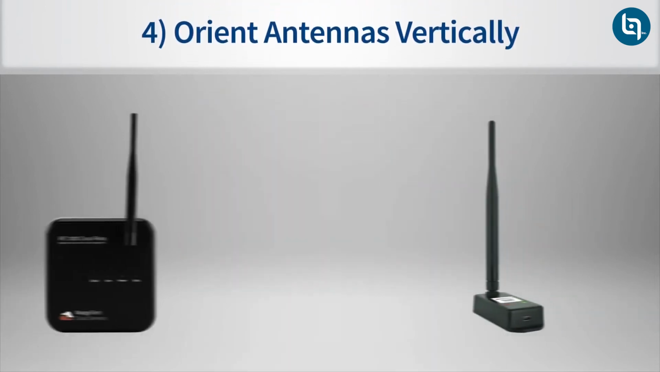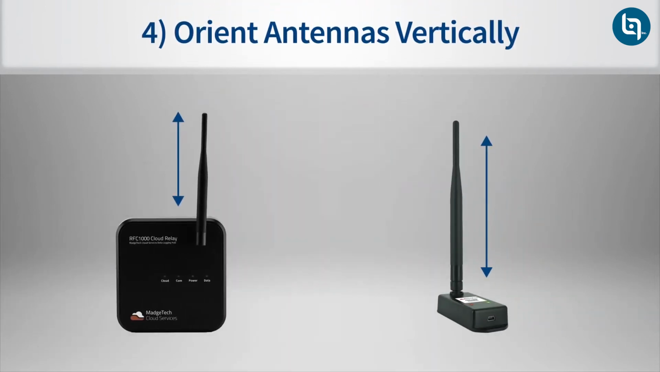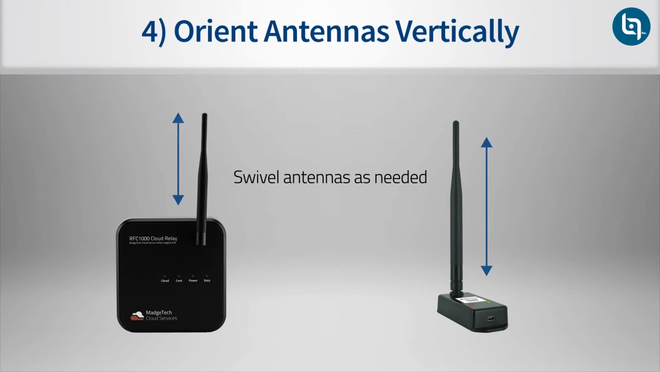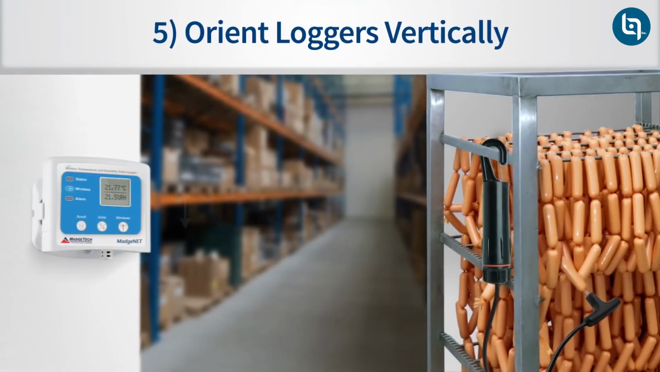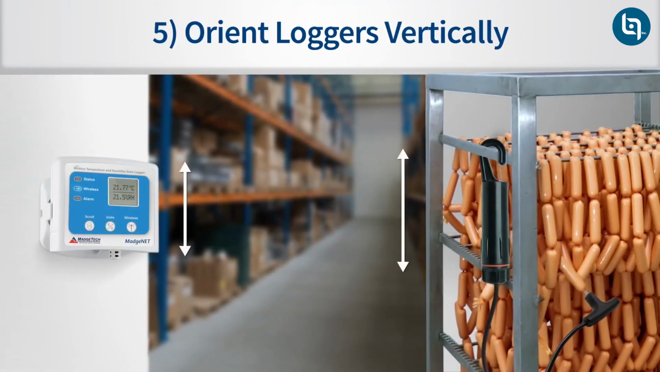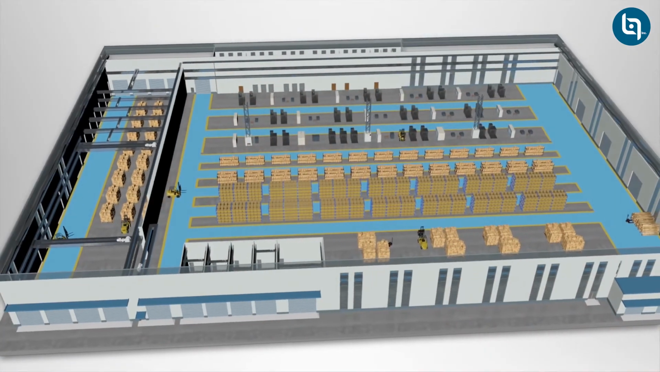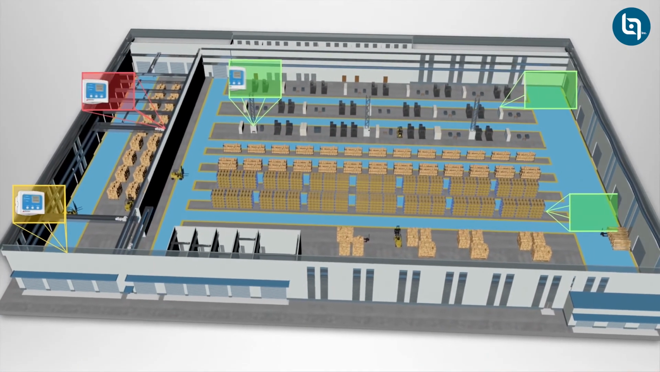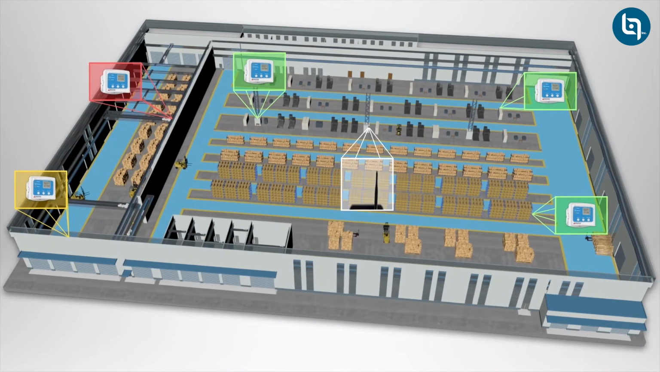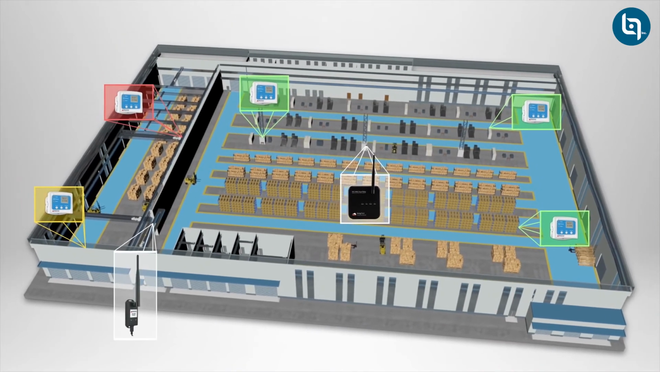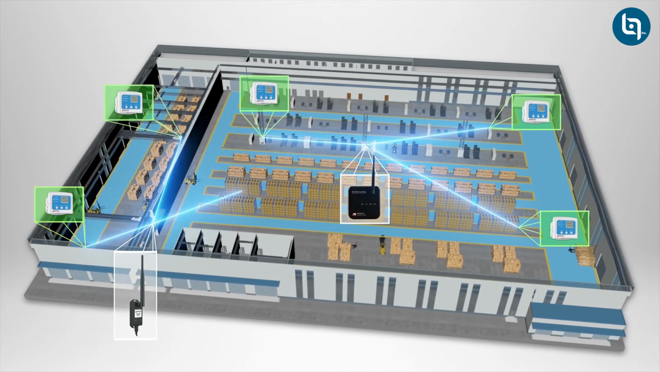Another important note is that the antennas on the RFC 1000 cloud relays and RFC 1000 repeaters should be positioned in a vertical orientation, regardless of the orientation of the body. Data loggers also communicate best when positioned in a vertical orientation. With all these optimization tips in mind, physically locate the remaining data loggers with poor connection. One or more additional RFC 1000 repeaters can be deployed between the cloud relay and that logger to improve connection.